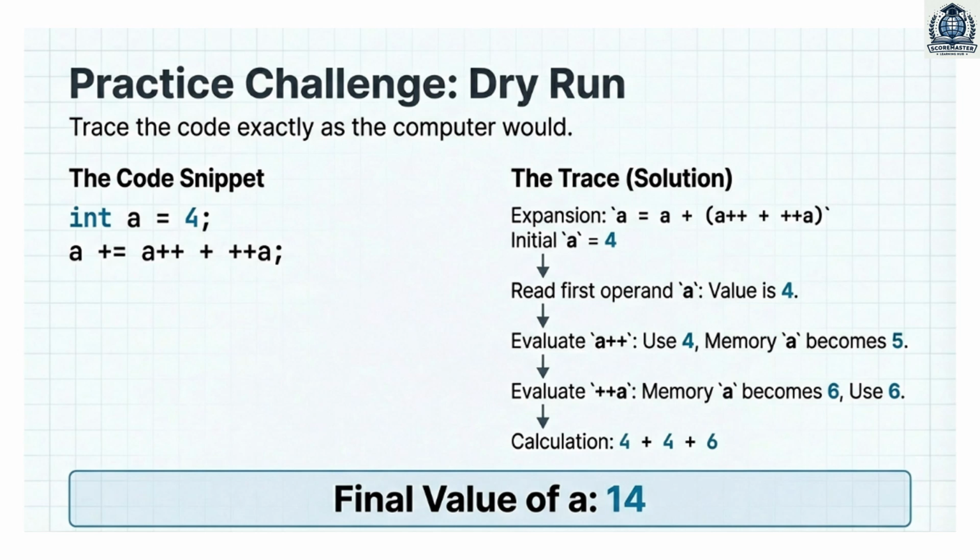Plus equals secretly reads the old value first. The original a, 4, is added to the expression result. Math becomes 4 + 4 + 6 equals 14. Final memory of a is 14, not 6. Hard truth: packing increments inside assignments is sloppy coding. Split it into steps if you actually want predictable logic.